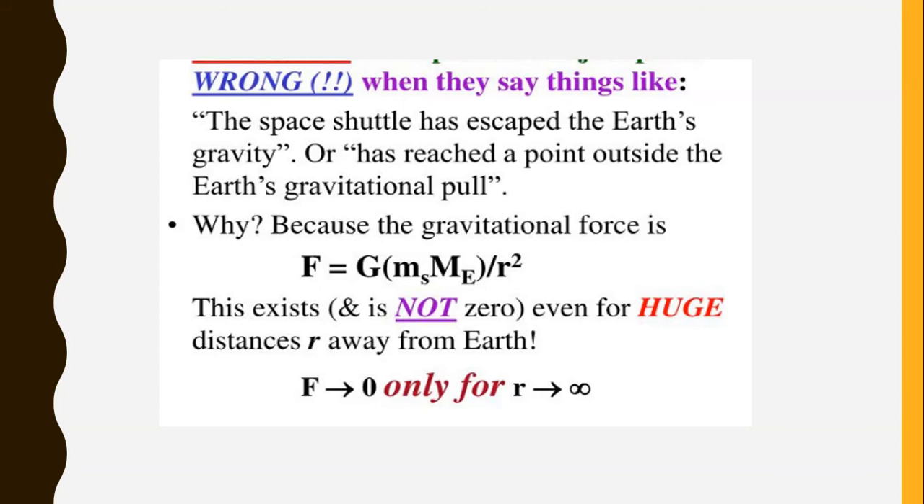For a satellite also, without the gravitational force, it will not stay in its orbit. So it's wrong to say this statement. Always there is gravitational force, because according to the law of universal gravitation, F is equal to G m times the mass of the other object divided by the distance squared. So this exists and is not 0, even for huge distances far away from Earth. Only we can say that this gravitational force is 0 when the distance becomes infinite.